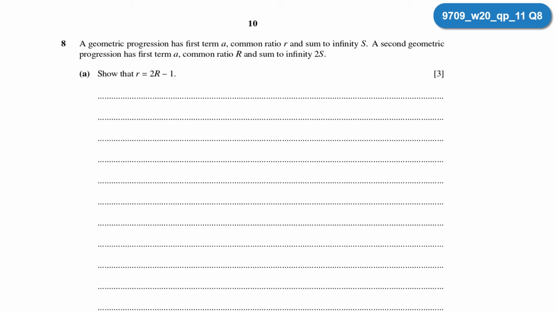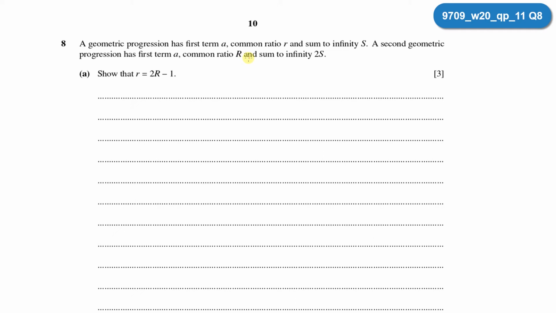A geometric progression has first term a, common ratio r, and sum to infinity s. A second geometric progression has first term a, common ratio capital R, and sum to infinity 2s. Show that r is equal to 2 capital R minus 1.